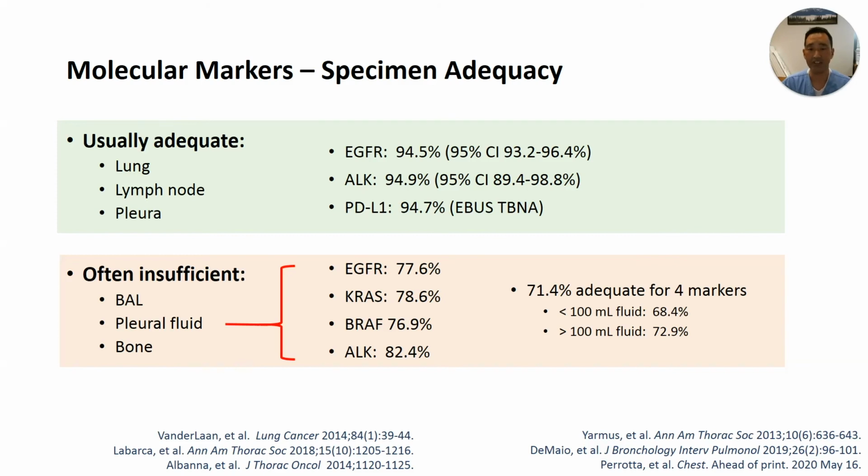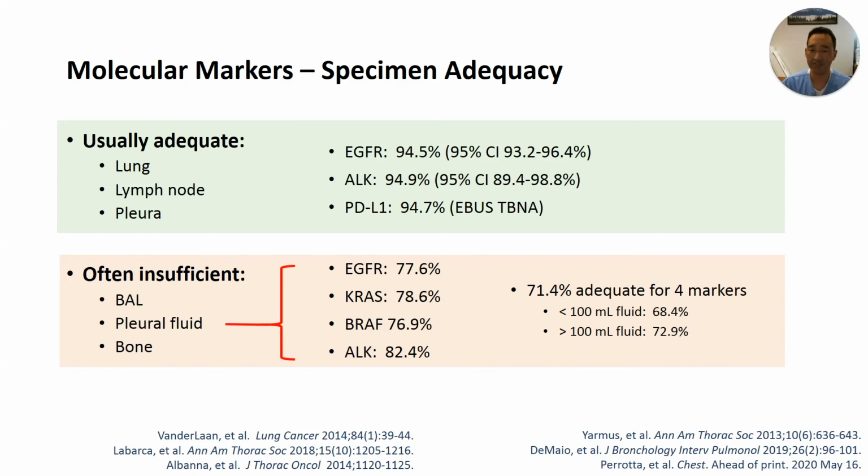Now, our first generation testing performed very poorly with these types of specimens. Our newer generation, our next generation sequencing, the results are much more encouraging. The data that I'm showing you here in the red box is from a pleural fluid study out of Duke, where they used a panel of EGFR, KRAS, BRAF, and ALK, and they showed that with next generation sequencing, they had around a 71% adequacy for this entire panel. And that's much better than the performance characteristics of the first generation testing. So this is encouraging that we're advancing in our ability to detect some of these driver mutations.